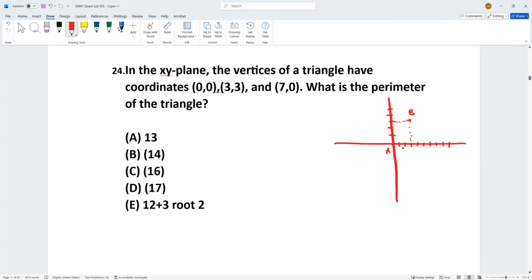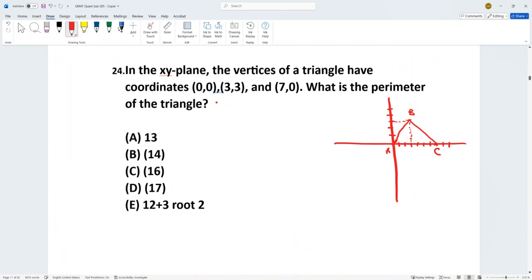And then we have (7, 1), 1, 2, 3, 4, 5, 6, 7. X is 7 and y is 0. So we're going to have it here. So that will be C. So I'm going to say like this. This is going to be our triangle.